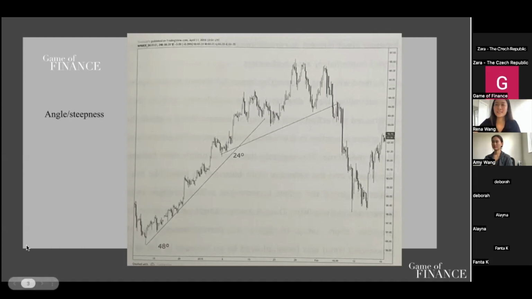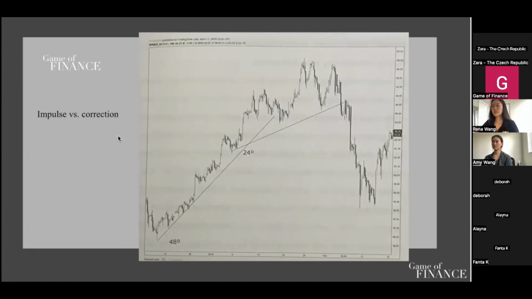All right, okay, so now let's move on to the next component, impulse versus correction. Impulse versus correction. So this is the same chart. So now let's talk about ratios. If we add the ratio between the trend waves that move in the prevailing direction, the so-called impulse waves, and the correction waves, at the third element to the length and angle, we can understand almost every chart.